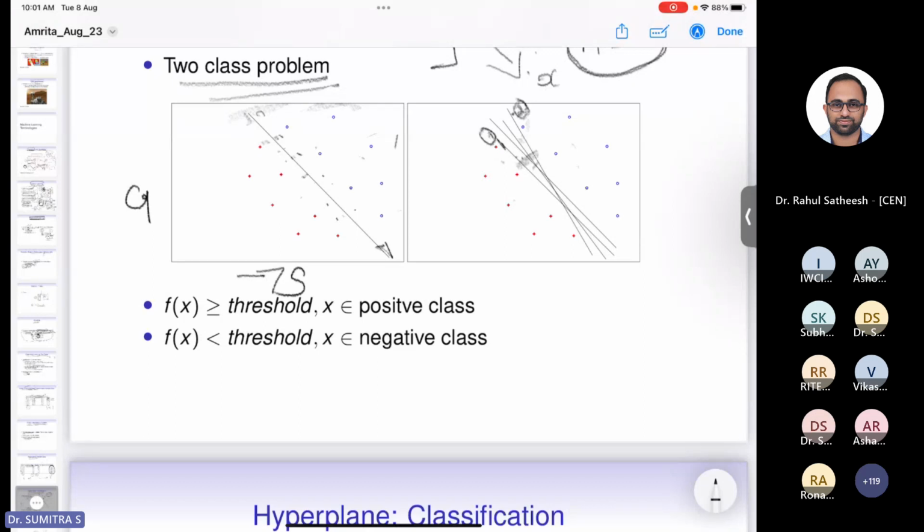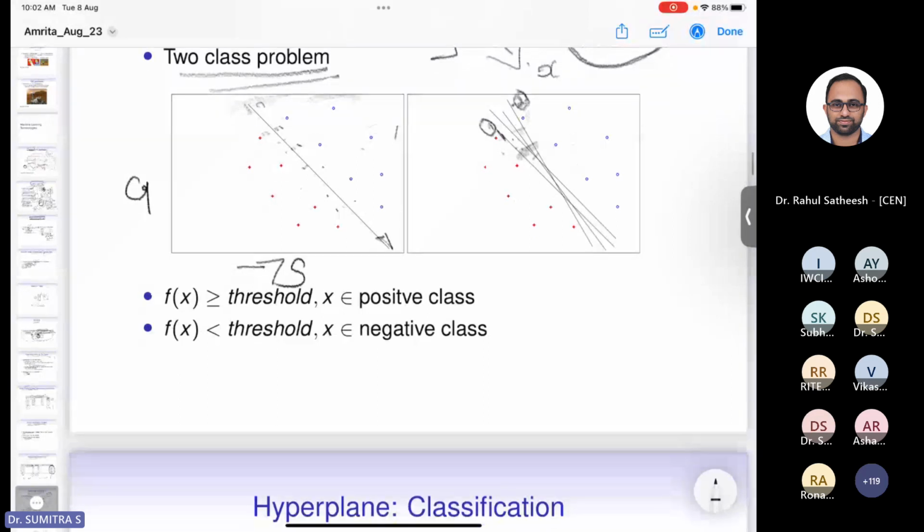As you can see, all these four will serve our purpose, but we cannot randomly choose one. You have to choose the best one, because the predictions will change for test data. If I take a point here, the first line will say that it belongs to the blue group because it is lying on the other side. As for the second one, it belongs to the red group because it is on this side. So these are some challenges.